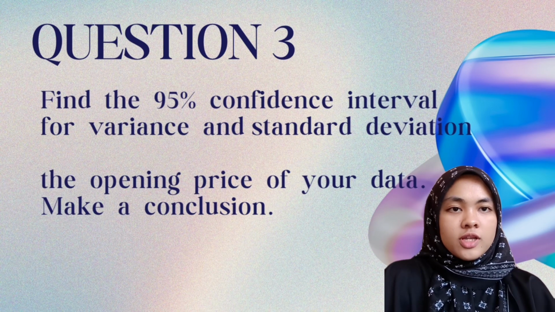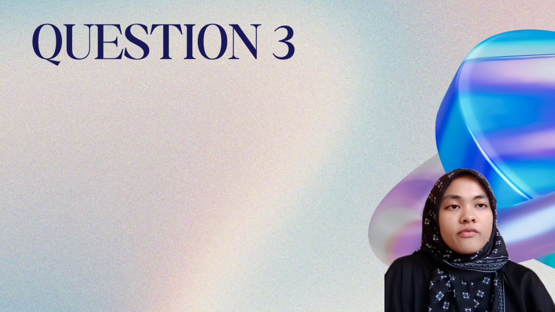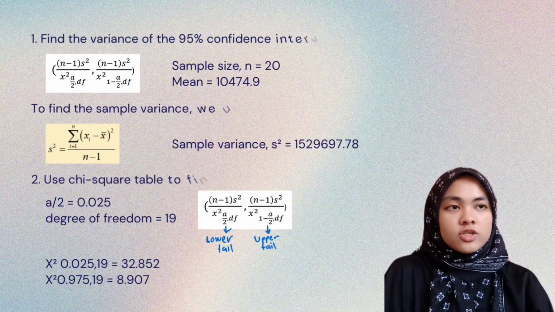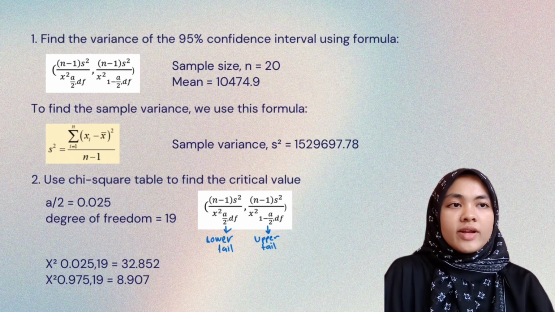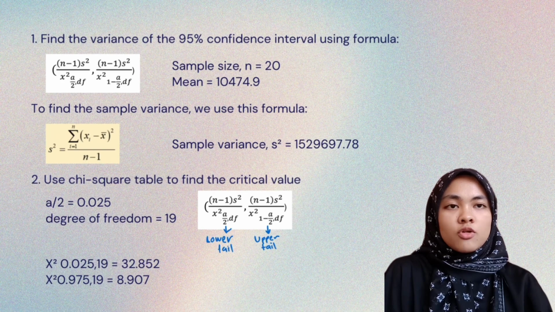Moving on to question number 3, we need to find the 95% confidence interval for variance and standard deviation for the opening price of the data and make a conclusion. Firstly, we need to find the variance of the 95% confidence interval using this formula. We already obtained the sample size, which is 20, and the mean, which is 10474.9 in question number 1.